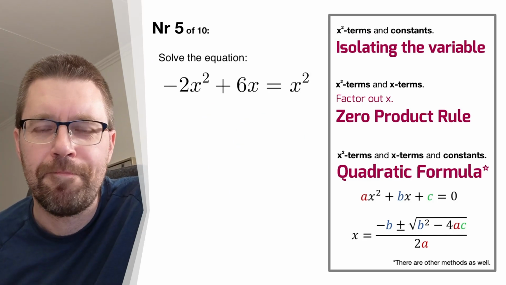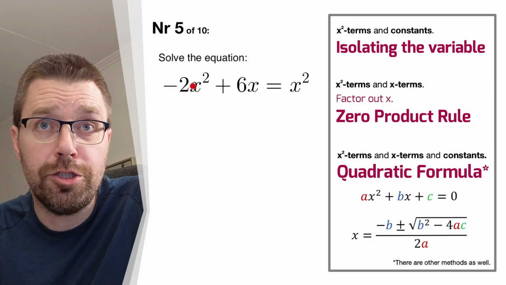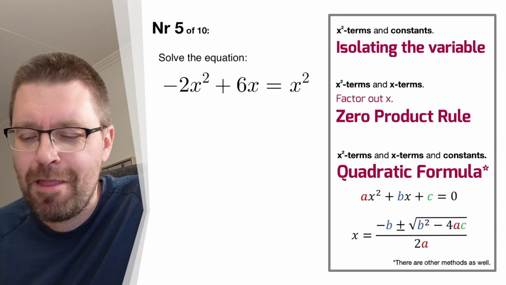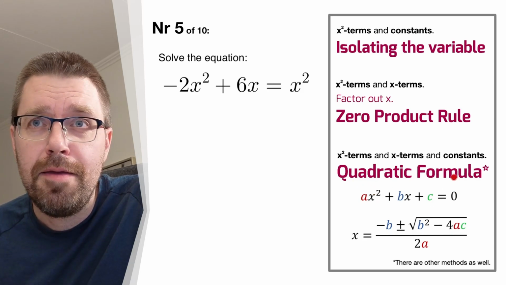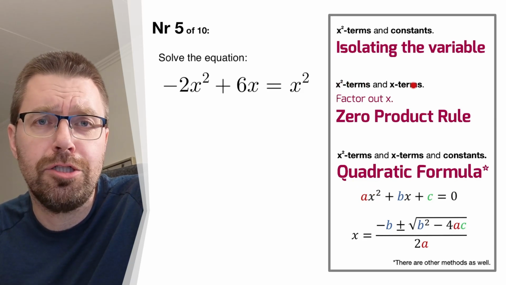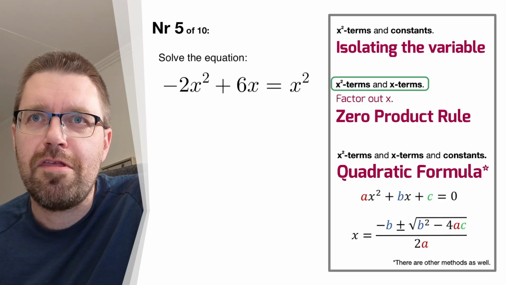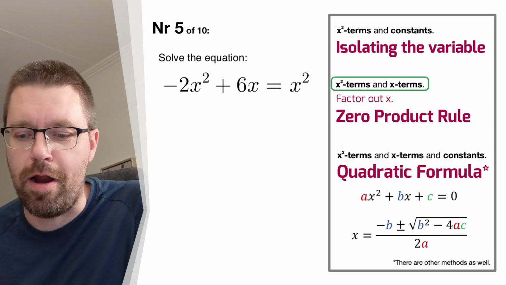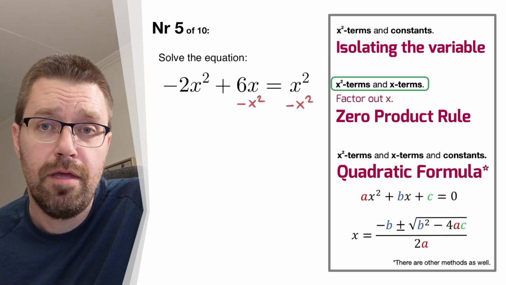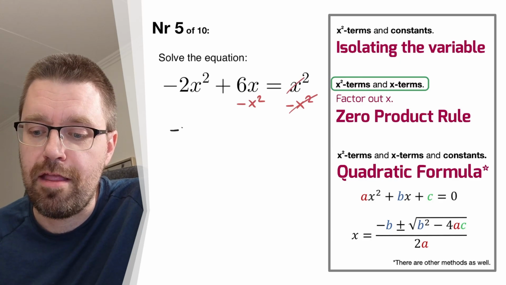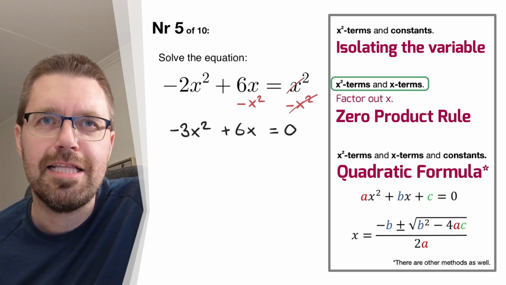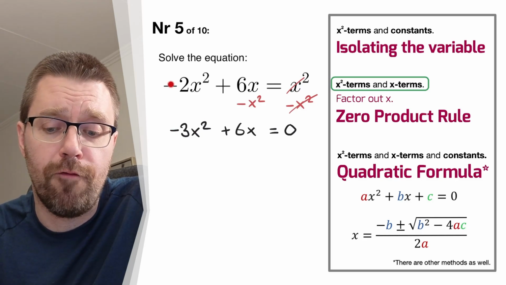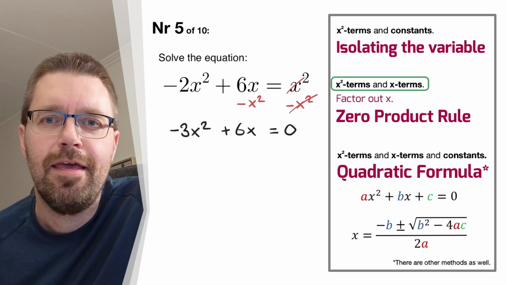Equation number 5. Here we have an x squared term and an x term and x squared again. And we don't have to use the quadratic formula, because if we only have an x squared term and an x term, we can use the zero product rule. So we have to send over all terms to one side and then take minus x squared on both sides. So we get 0 on the right side like this. Of course, we have minus 3x squared at the left instead of minus 2x squared.